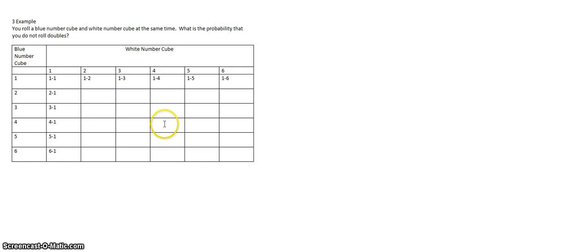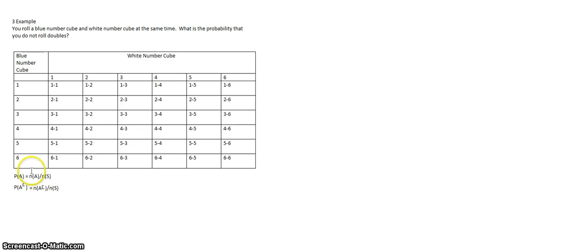Let me go ahead and pick just a spot to show you how to fill this out. If I were to roll in this spot, I'm going to look and see the blue cube, I'm in the 4, so I'm going to put 4. And the white cube, I'm also in the 4, so 4-4 would be what I write in that spot. For this one, the blue cube is a 5, the white cube is a 2, so 5-2. So go ahead and fill out the rest of this chart.